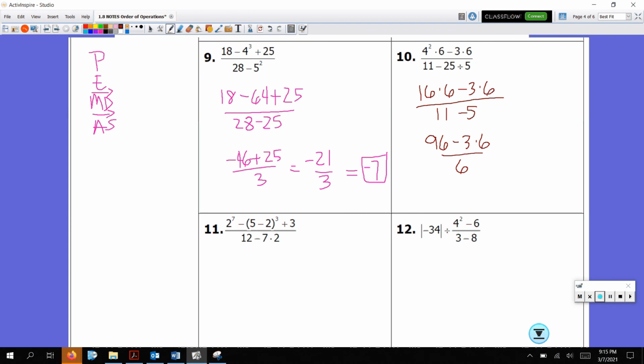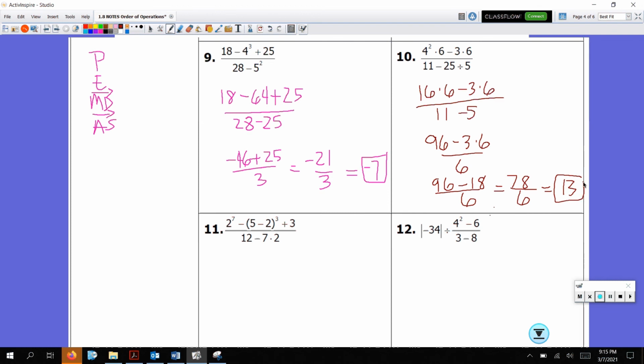All right, let's keep reducing here. 96 minus 3 times 6, negative 3 or minus 3, whatever, times 6 comes first. Negative 3 times 6 is negative 18. And we have our 96 minus 18. Oh, I wrote 99. Sorry about that. 96 minus 18 over 6. 96 minus 18 is 78. And I wonder what happens when I divide by 6. I get 13. Fabulous.